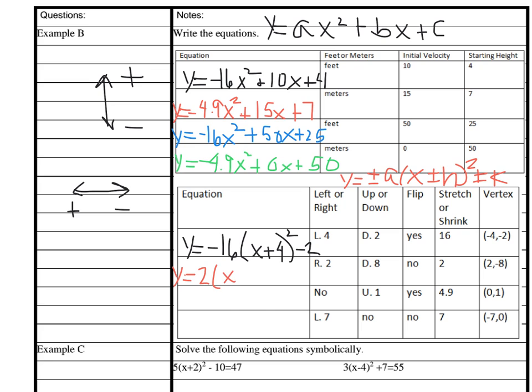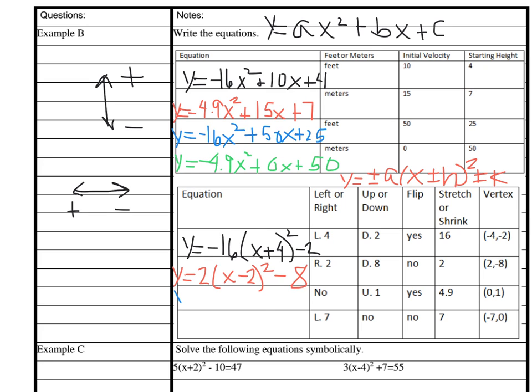And then x, and then let's see, it says this goes next, plus or minus h, which is if it goes left or right. It says right 2, so to go to the right this way, I need to do a minus 2. And then parentheses, don't forget the little squared, super important. And then lastly, we just have if it goes up or down at all. It says down 8, which is just minus 8.